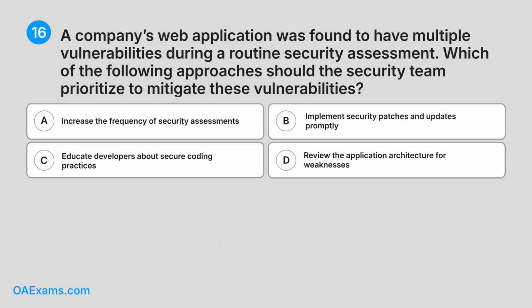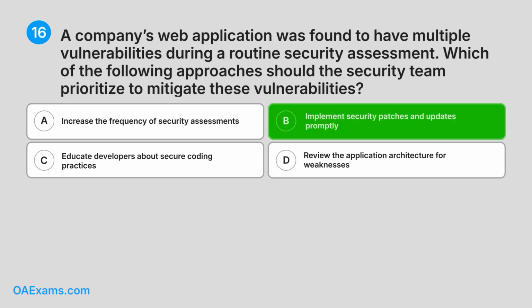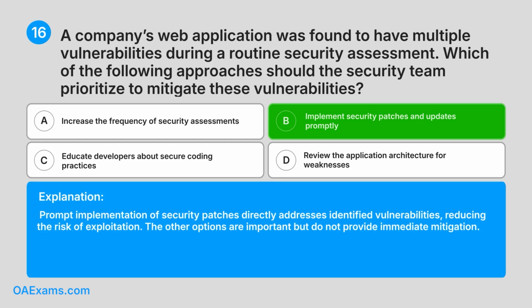Correct answer. B. Implement security patches and updates promptly. Explanation. Prompt implementation of security patches directly addresses identified vulnerabilities, reducing the risk of exploitation. The other options are important, but do not provide immediate mitigation.